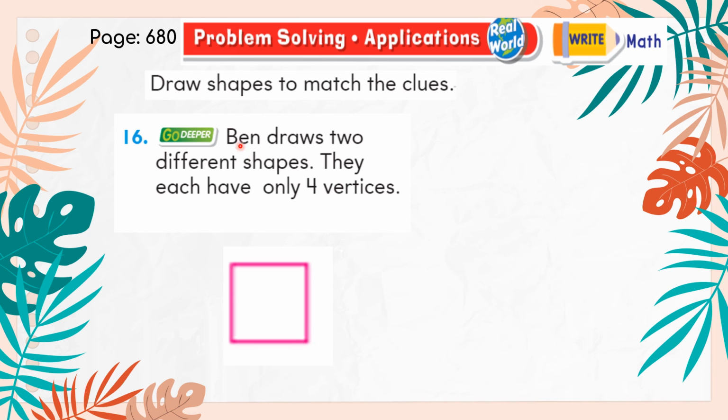Now, draw shapes to match the clues. Ben draws 2 different shapes. They each have only 4 vertices. Now you're going to draw 2 shapes which should be different shapes, but each one of them should have 4 vertices. Vertices were the corners that we have already studied. So we can draw a square with 4 equal length straight sides and 4 vertices. This is a square, and we can draw a rectangle. This has 4 vertices as well. 1, 2, 3, 4.